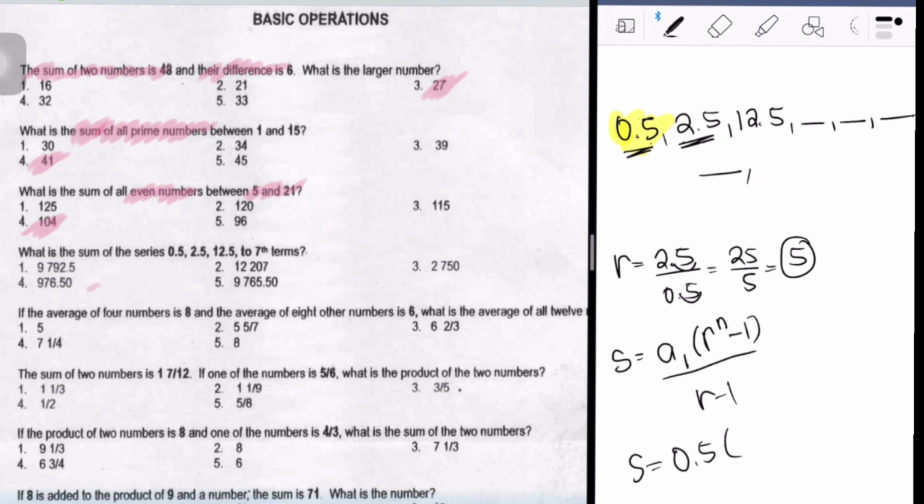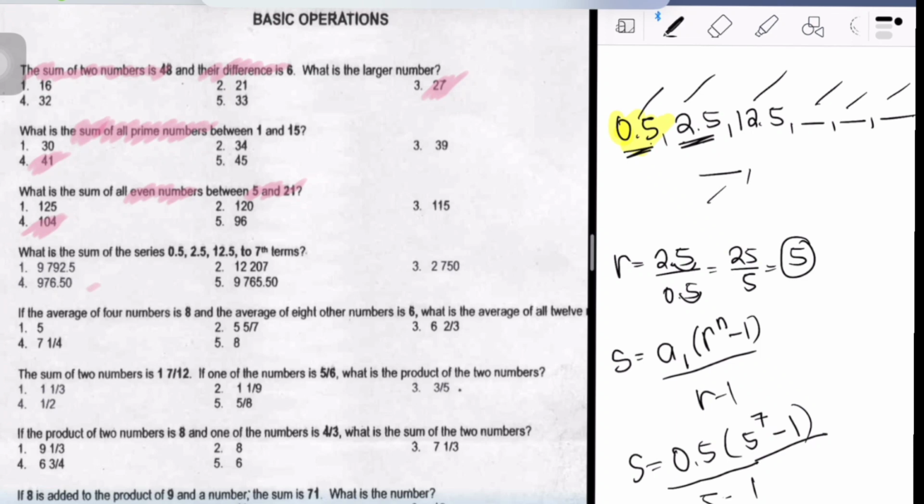And ang n natin is the 7th term. Remember? So, we have 1, 2, 3, 4, 5, 6, 7. So, that is 5 raised to 7 minus 1. All over, that is r, which is 7 minus 1. Oh, sorry. That is 5 minus 1. Okay? Now, using the scientific calculator, your answer here is equal to 9765.50.